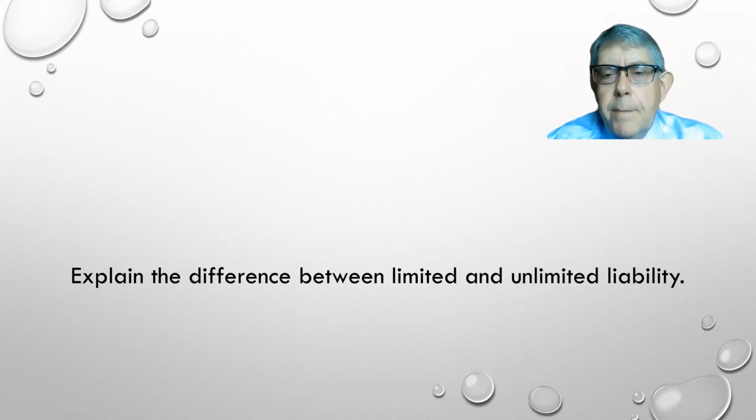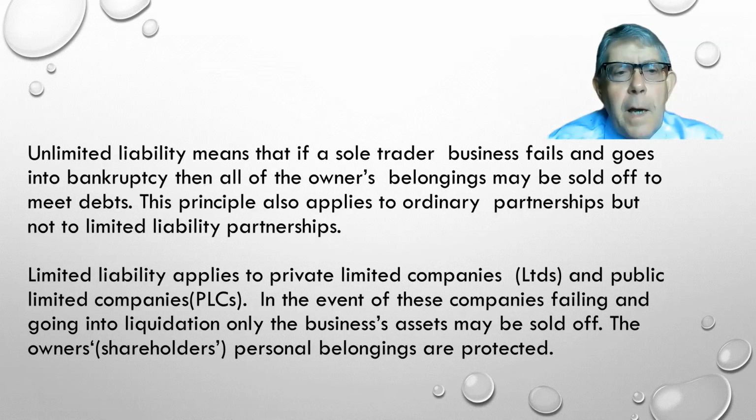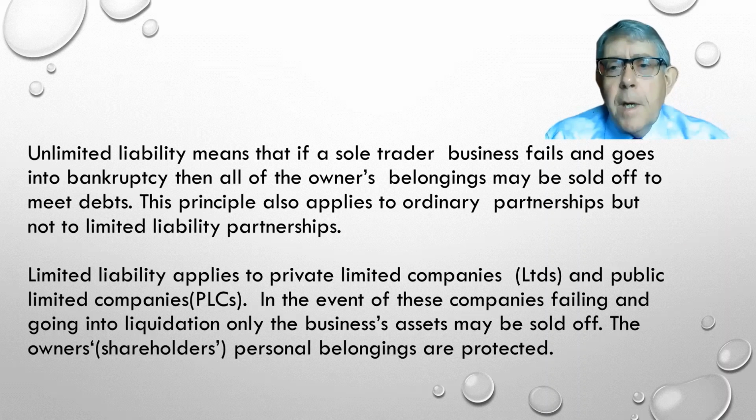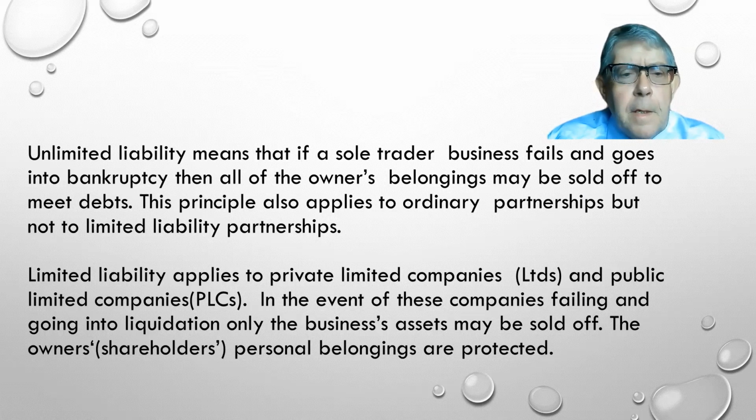Explain the difference between limited and unlimited liability. Unlimited liability means that if a sole trader business fails and goes into bankruptcy, then all of the owner's belongings may be sold off to meet debts. This principle also applies to ordinary partnerships, but not to limited liability partnerships. Limited liability applies to private limited companies, LTDs, and public limited companies, PLCs. In the event of these companies failing and going into liquidation, only the business's assets may be sold off. The owners or shareholders' personal belongings are protected.